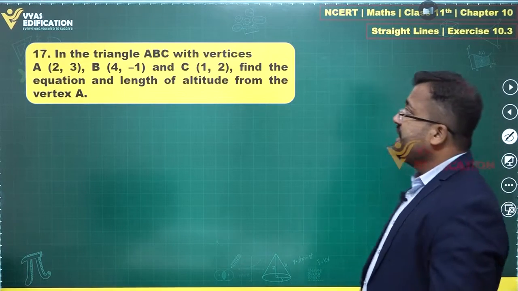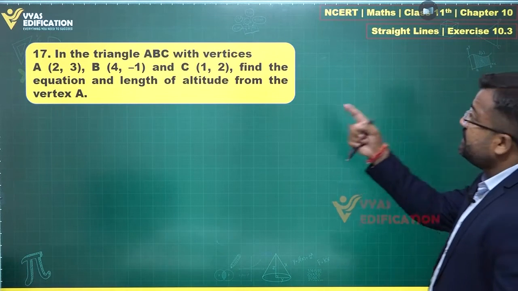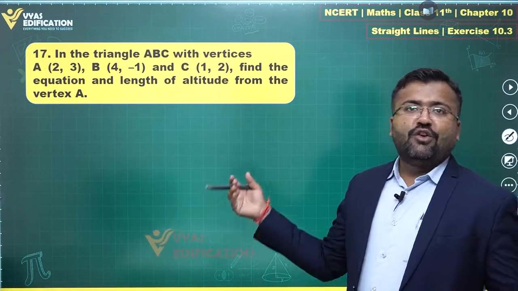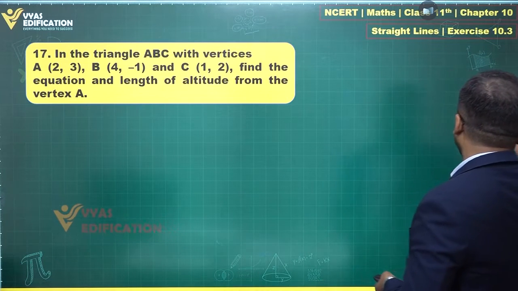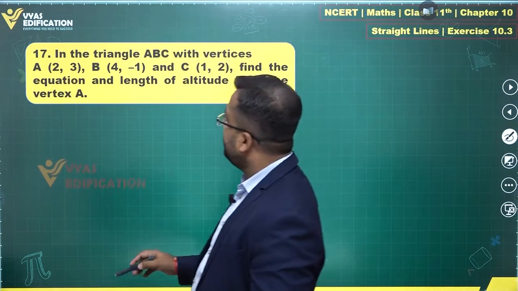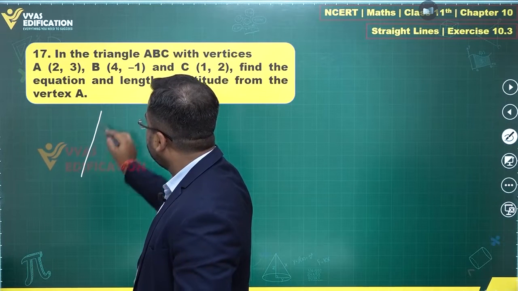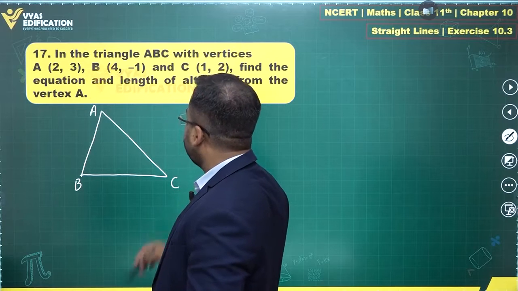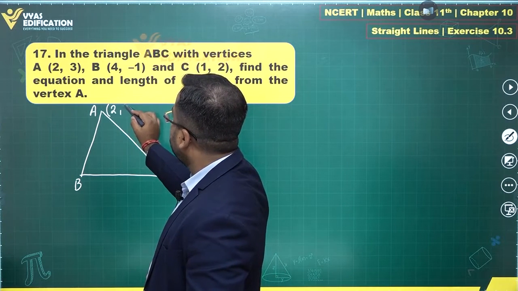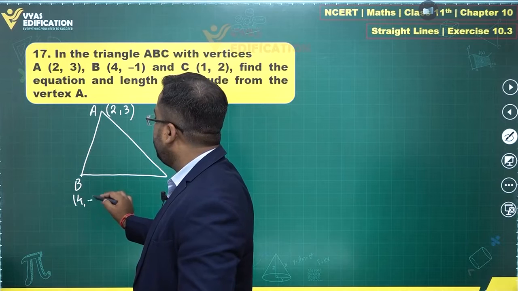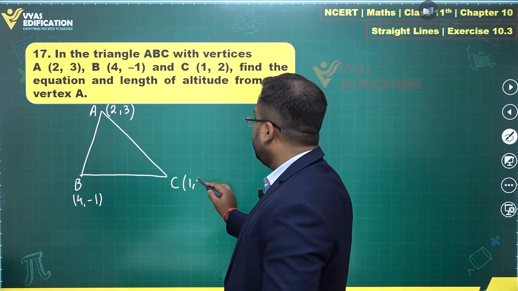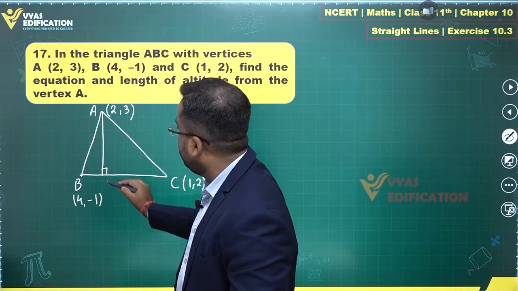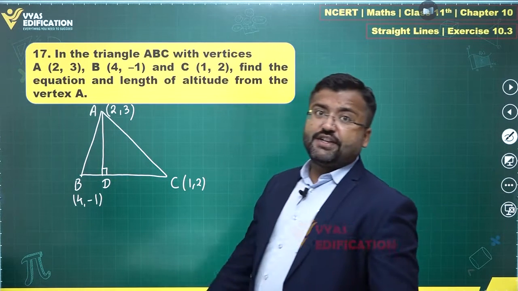The 17th question says, in a triangle ABC, with vertices this and this, find the equation and length of altitude from the vertex A. How do we find the length of altitude? Let's see. Let's mark some random triangle. This is A, this is B and C. Without loss of generality, this is 2, 3, this is 4, -1 and this is 1, 2. If you want the altitude from vertex A, this is the line that you are looking for, this AD. We are interested in AD.